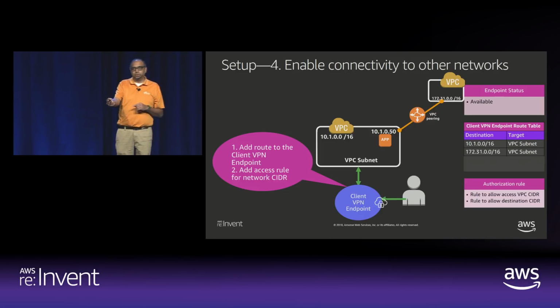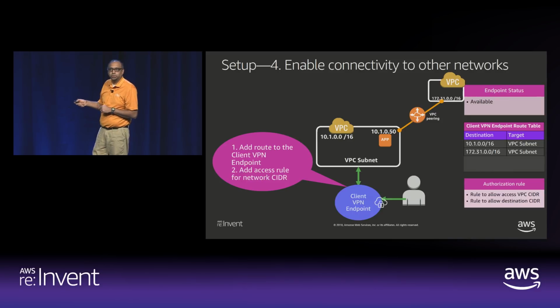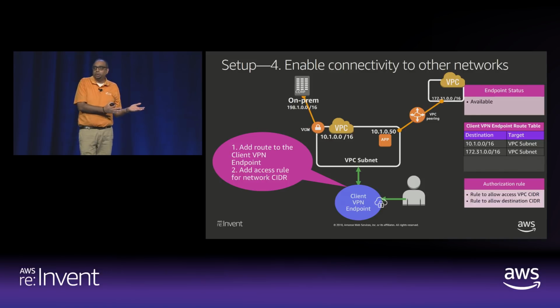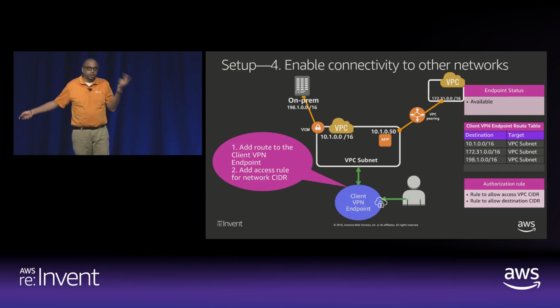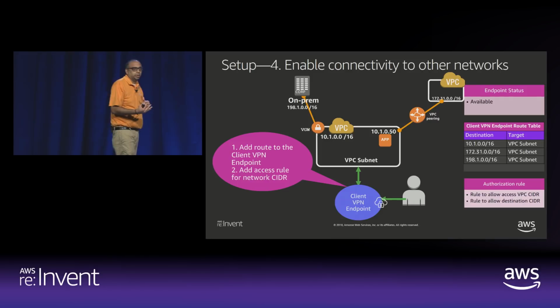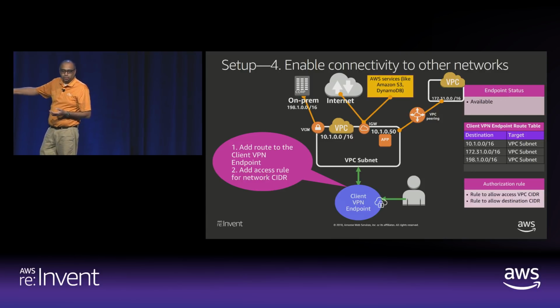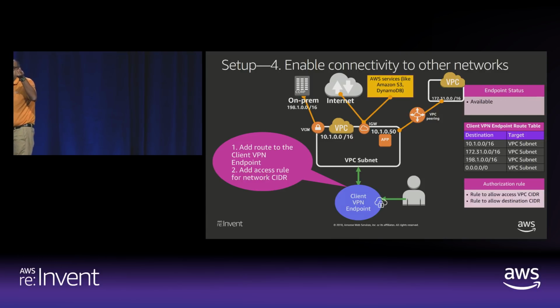So in this example, the 172.31 network is peered to your VPC. And this VPC could be in the same region or in a different region. It doesn't matter. Let's say you want to go to on-prem, via a VPN connection or a Direct Connect, with the address 198.1/16. What do you have to do? The same two things: you add a route and add a rule. Your route table is now going to have this third entry, 198.1/16, going via this VPC subnet. Similarly, if you want to get to the internet, again, same two things: you add a route, 0/0, and you add a rule.